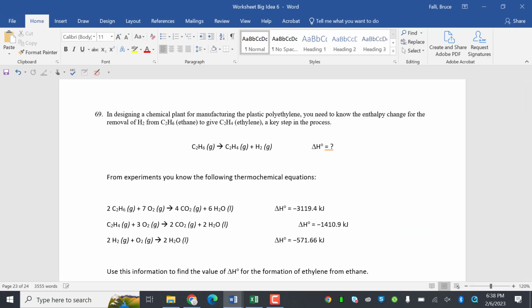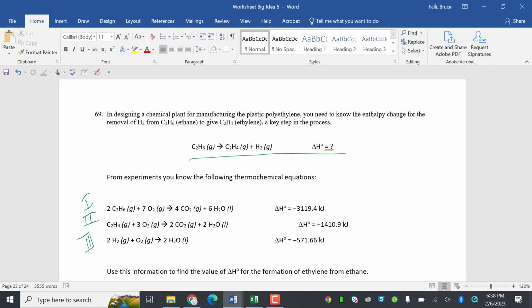Winning. In designing a chemical plant for manufacturing the plastic polyethylene, you need to know the enthalpy change for the removal of H2 from C2H6 ethane to C2H4, a key step in the process. So this is what we're trying to figure out. This is our goal. From experiments, you know the following thermochemical equations. So I'm going to try and make plain old hydrogen first. I guess I should call them 1, 2, and 3. That way I can refer to them.